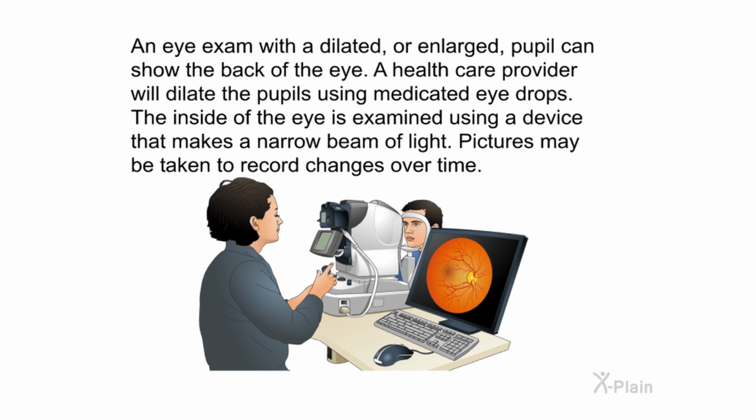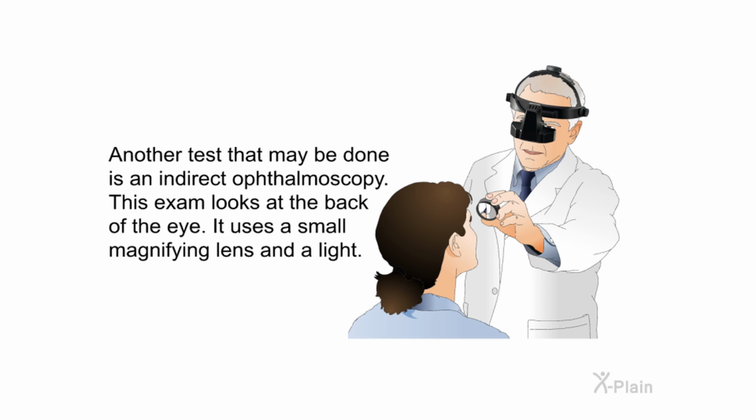An eye exam with a dilated or enlarged pupil can show the back of the eye. A healthcare provider will dilate the pupils using medicated eye drops. The inside of the eye is examined using a device that makes a narrow beam of light. Pictures may be taken to record changes over time. Another test that may be done is an indirect ophthalmoscopy. This exam looks at the back of the eye. It uses a small magnifying lens and a light.